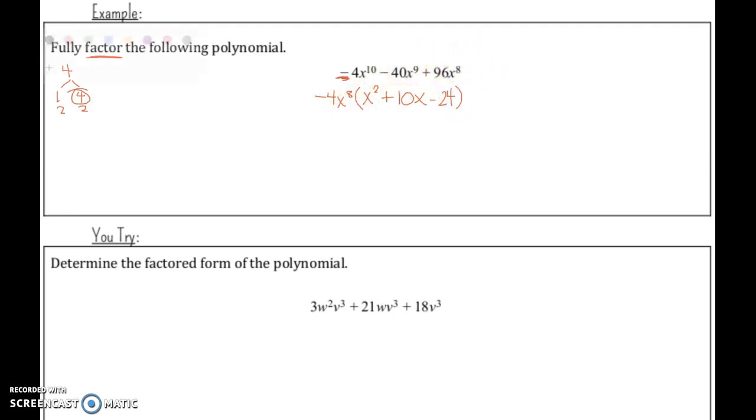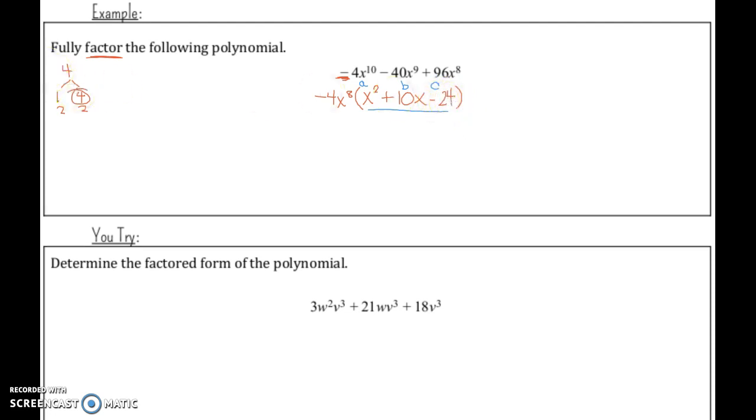Okay, so now comes the actual factoring part. So we are looking at just inside parentheses right now. And our next step is to label a, b, and c. And so a comes before x squared, so that's just that 1. B comes before x, so that's 10. And then c comes at the end, it's the constant, so that's negative 24.